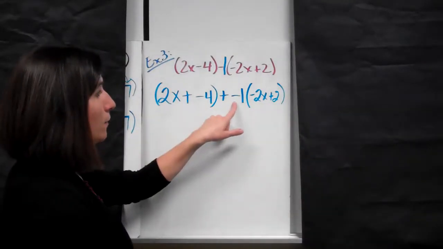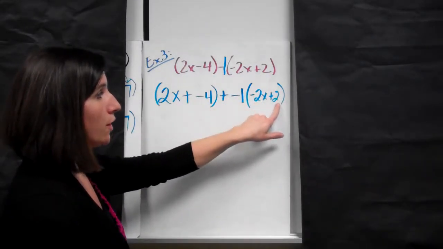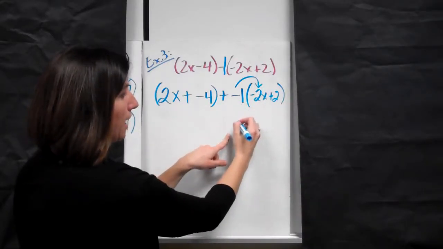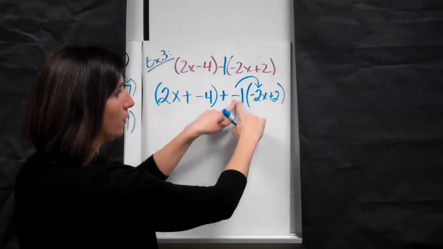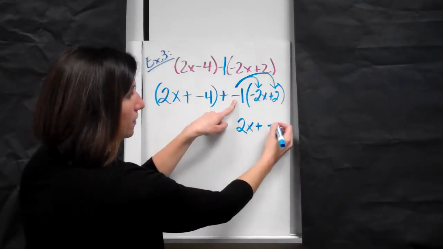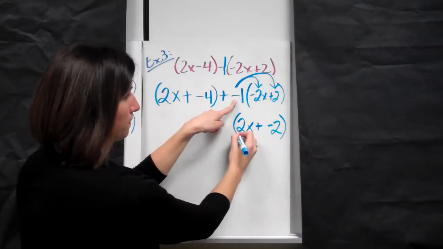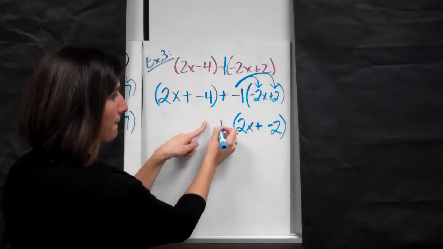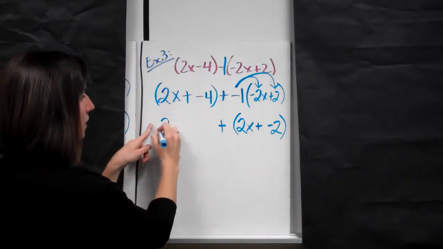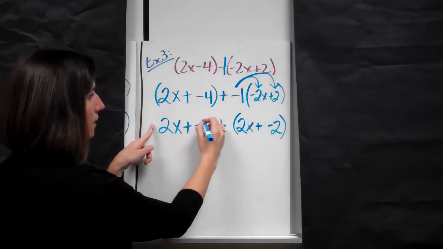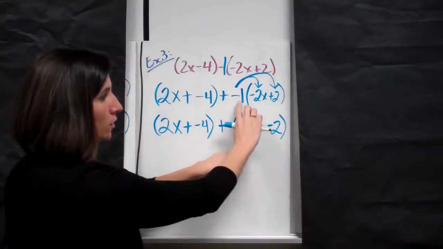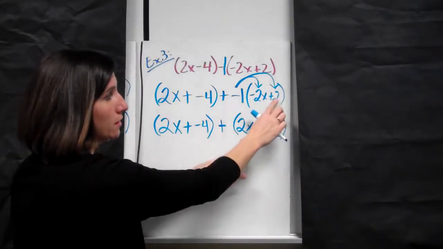So now I'm going to distribute this negative to everything on the inside of the parentheses. So this becomes positive 2x, and then you have negative times a positive, which gives you negative 2. And now I'm going to bring down my plus sign, and I'm going to bring this down here, so it says 2x plus negative 4, and keep it in parentheses. So you still have your two quantities. The only thing I did was distribute this negative 1.